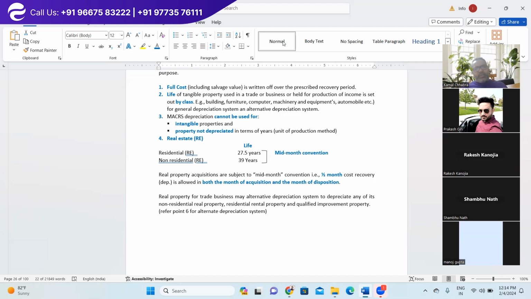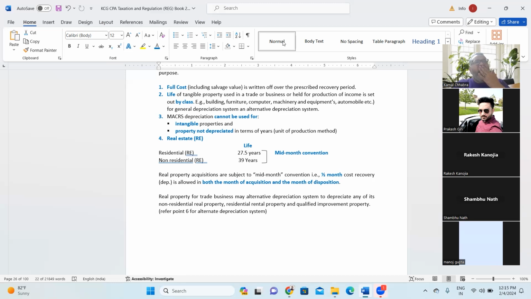Residential complexes come under residential property. Commercial complexes, offices, or shops come under non-residential property. The life is defined as 27.5 years for residential property, and for commercial, or non-residential property, 39 years. Clear? That life is defined in IRC, and accordingly you need to consider it for depreciation.